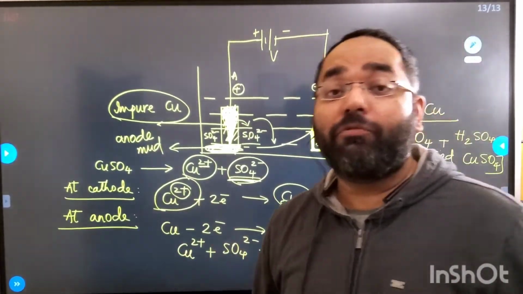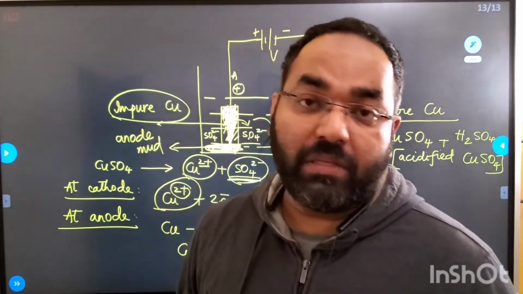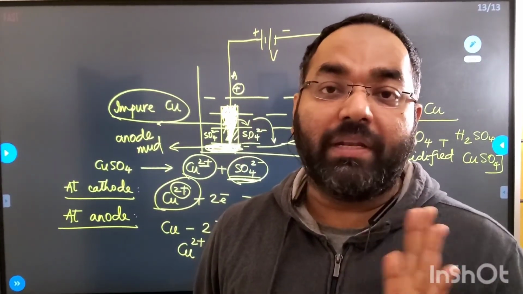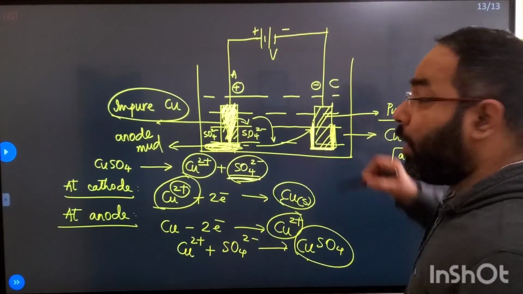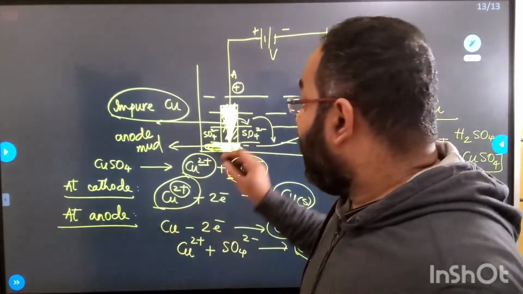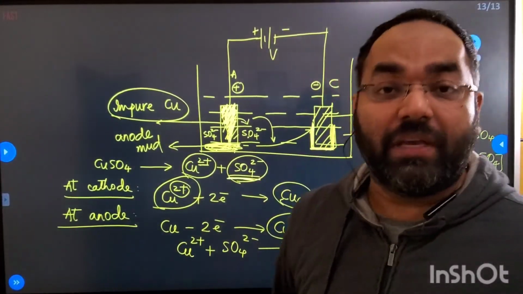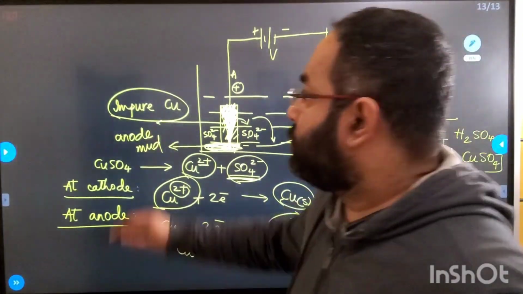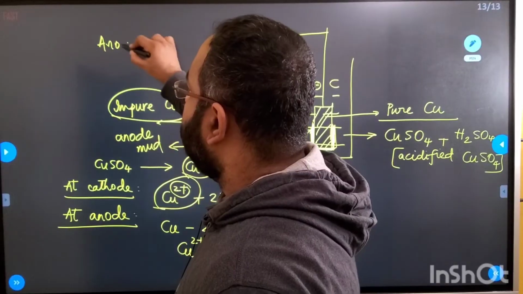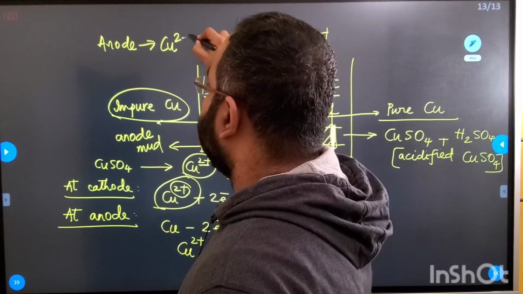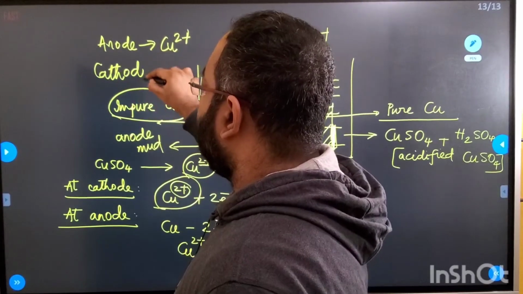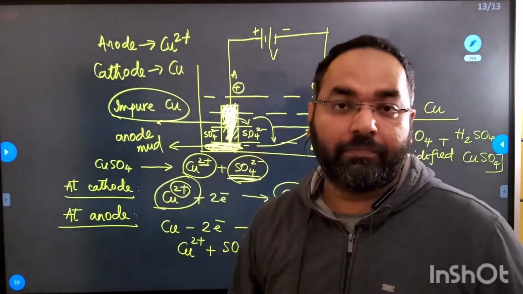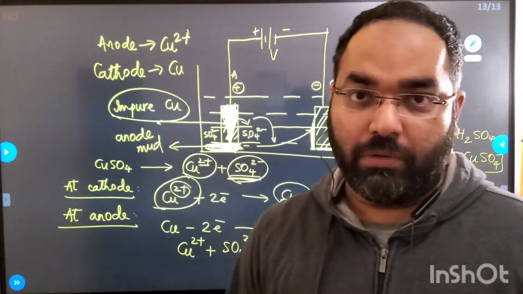Now here, what type of question can you expect? You can expect this important question. What are the products found at the anode and cathode respectively? At the cathode, you are going to get pure copper metal, and at the anode, you are going to get Cu2+ ions. Don't forget this. So the product formed at the anode is Cu2+ ions, and at the cathode, the product formed is Cu metal. I hope there's absolutely no confusion around this.